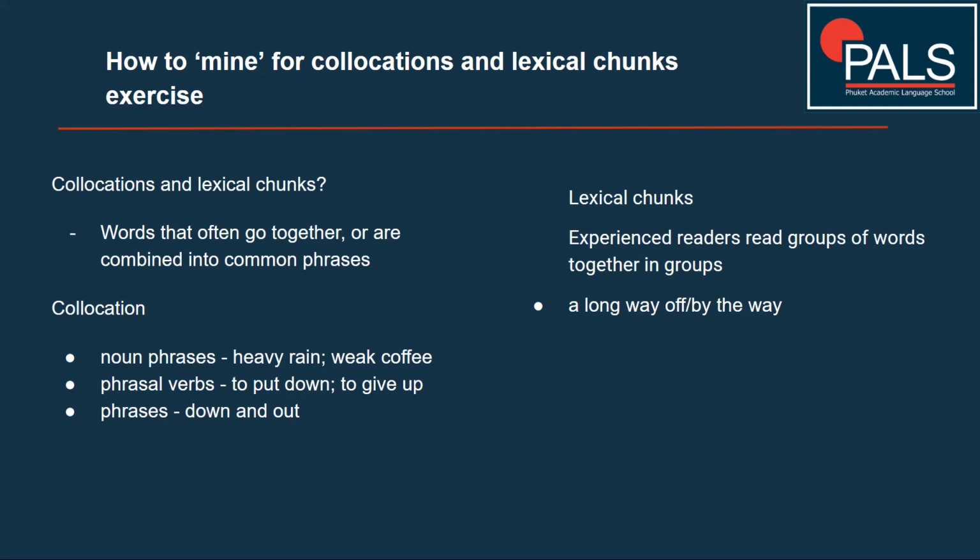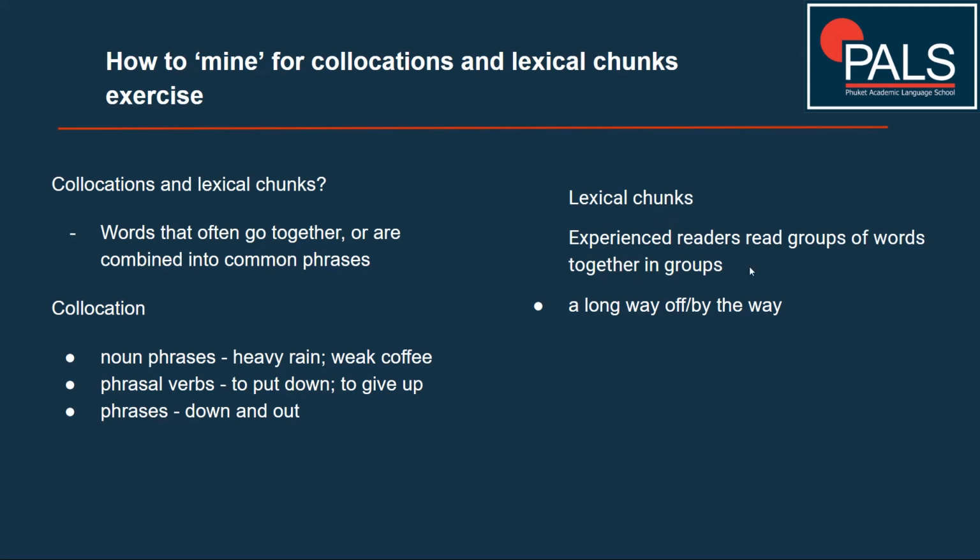Okay, so let's think first about collocations and lexical chunks. What are they? Well, words that often go together or are combined into common phrases. Collocations can be noun phrases like heavy rain, weak coffee. They can be phrasal verbs like to put down, to give up. They can be phrases like down and out. Okay, the man is down and out, meaning he's got no money, he's got no prospects, he's got no future. Lexical chunks.